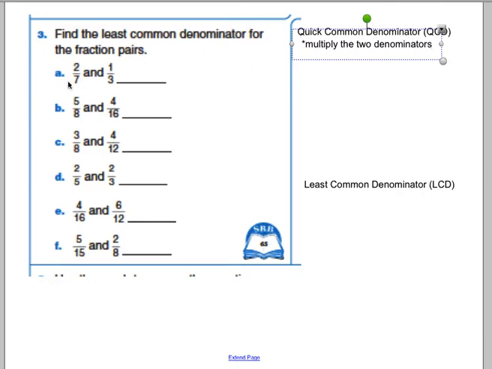Okay, so if I look at this first example, my denominators are 7 and 3. I just multiply them together, 7 times 3, and the answer, or the product, 21, is a number that will work for a denominator. So 21 would be the QCD in this example. So I could use 21 as my denominator, and then I just rewrite each of the fractions so that they have a denominator of 21.